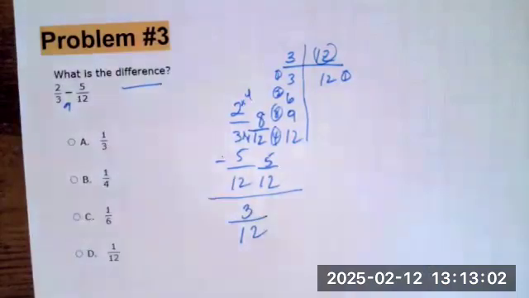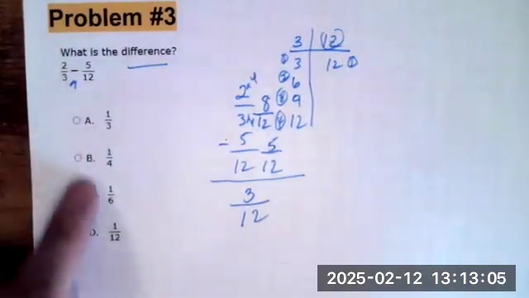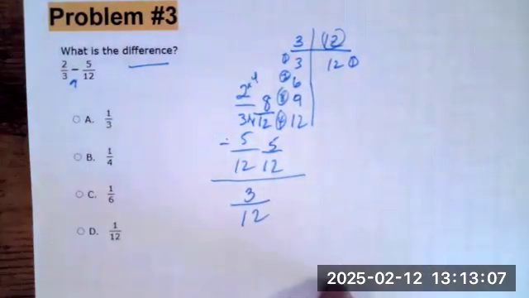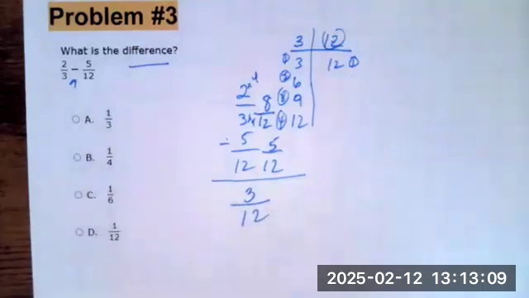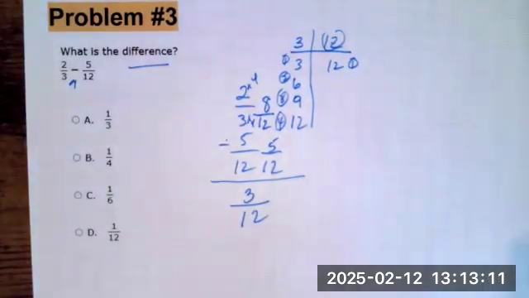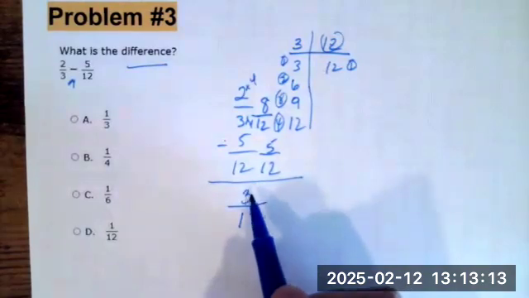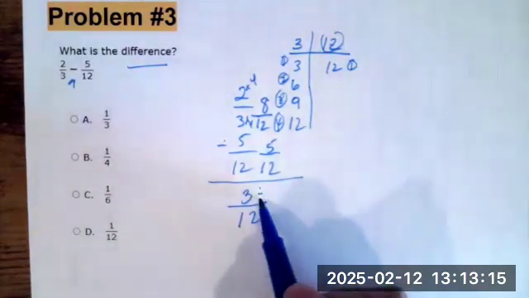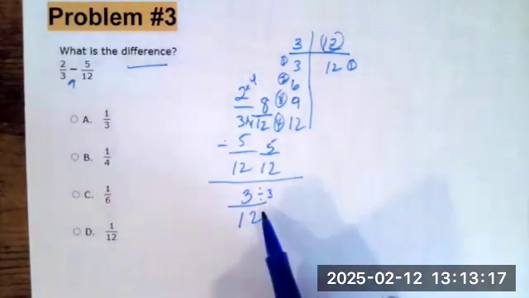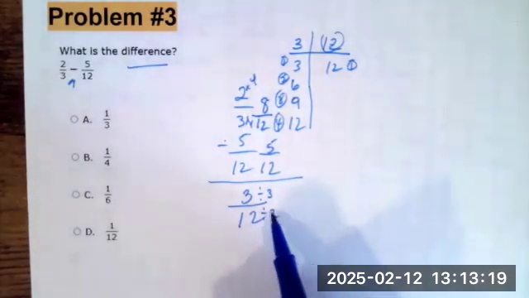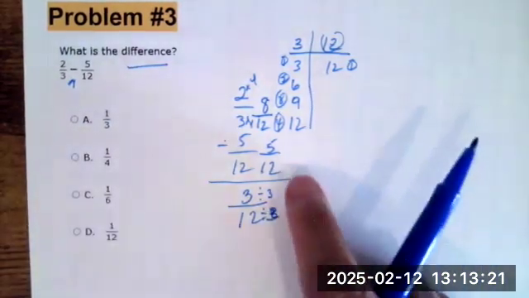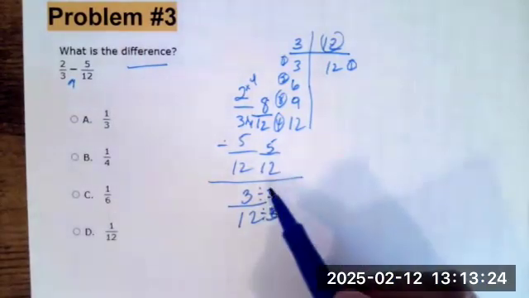Okay, so am I done here? Miss Benitez, none of them say 3/12. Okay, that's right, because we have to check, we have to simplify. So we're simplifying by saying 3 divided by 3, 12 divided by 3. Remember, whatever we do to one side, we have to do to the other.